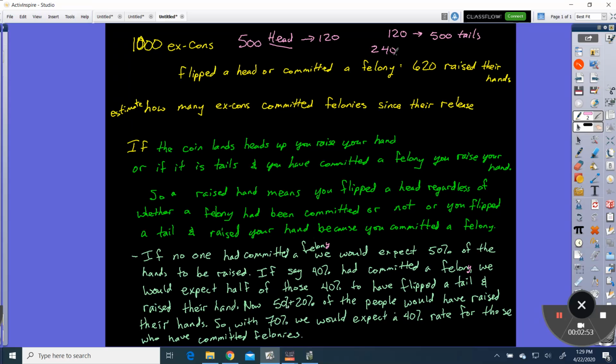So much like what I just set up here, we take this number, this 120 that was above what we would have expected for just pure heads, and we double it, because this was 120 out of those that just flipped tails. We're going to assume that the same proportion out of those that flipped heads also had that. So that's kind of our assumption, and that's how we would end up saying 240 people have committed felonies since their release.